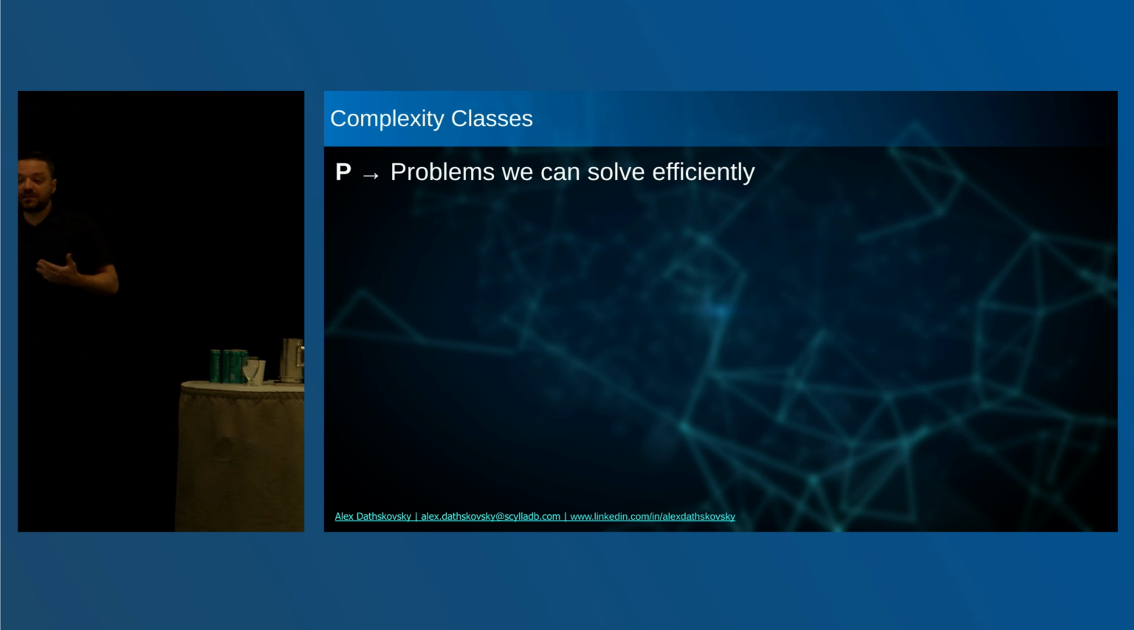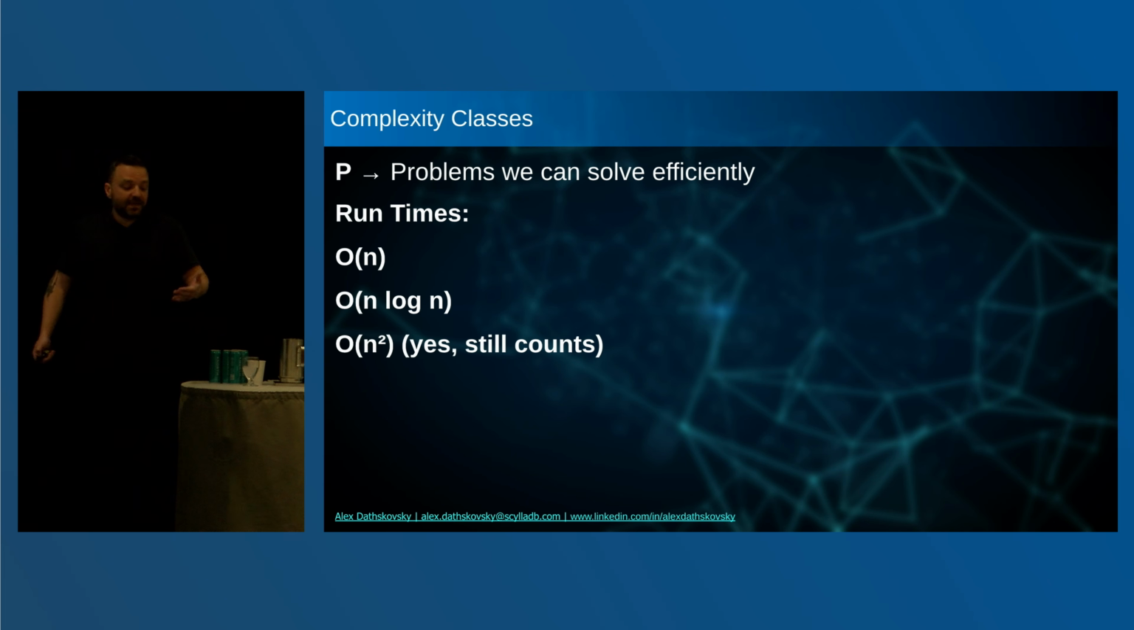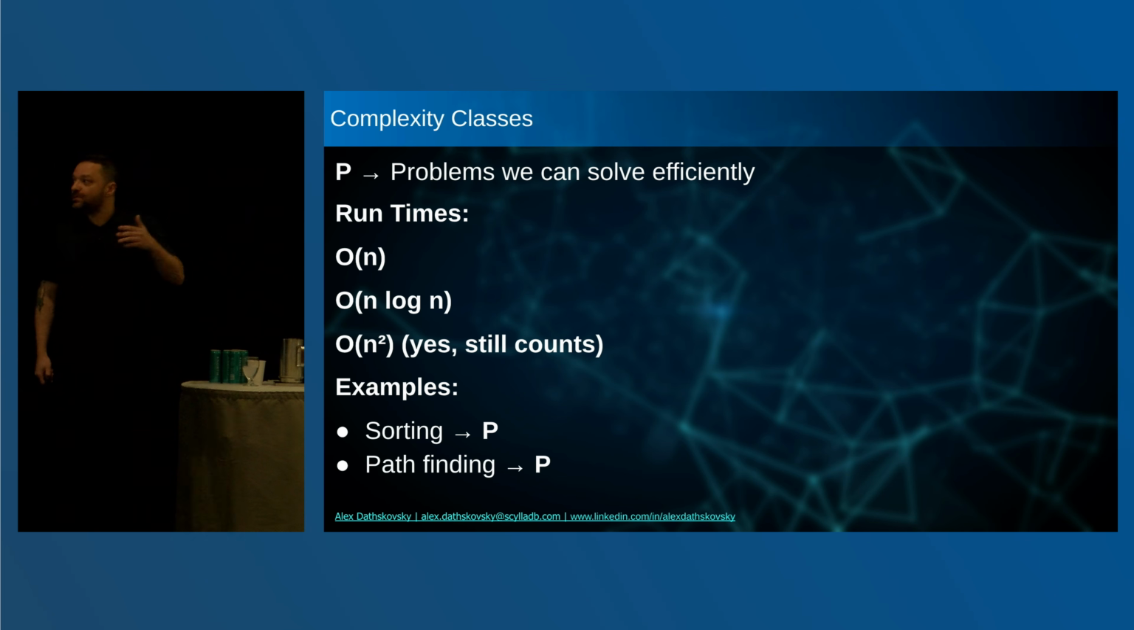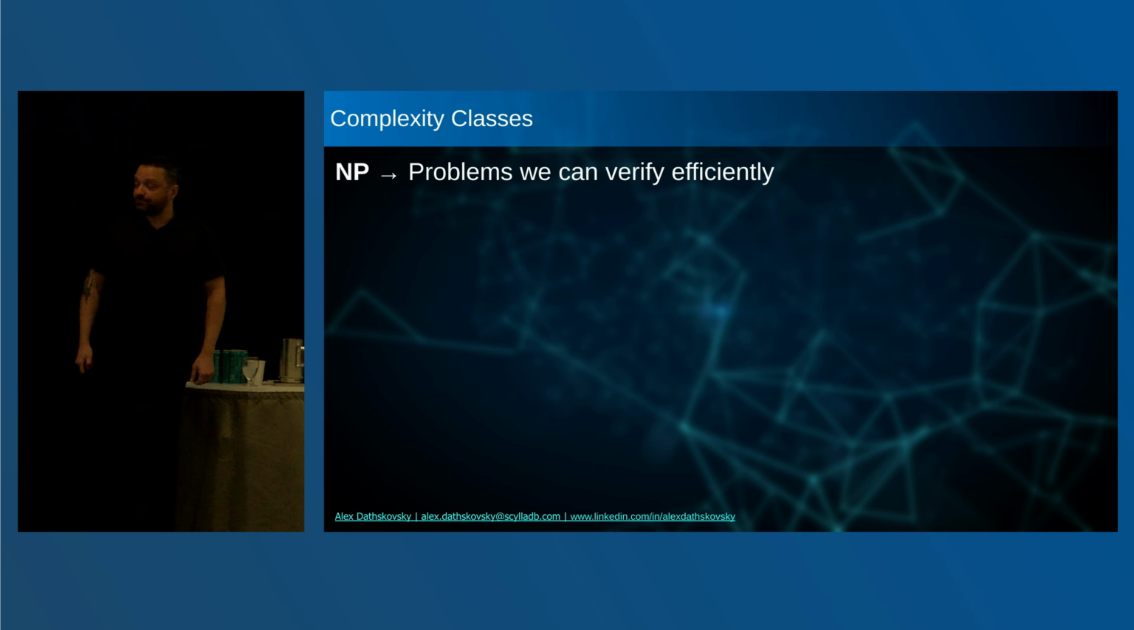The first class and the class that everyone liked is the class called P, polynomial time. That means we can solve a problem in polynomial time. Polynomial time, it's all our friends. Even quadratic is polynomial time, and it's still in good company. Some of the algorithms that do it in polynomial time are sorting. The algorithm is pretty finite. And pathfinding, I already showed you Dijkstra. This is exactly pathfinding. It works in polynomial time.